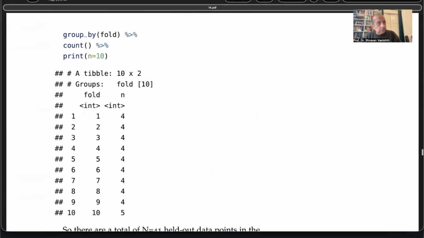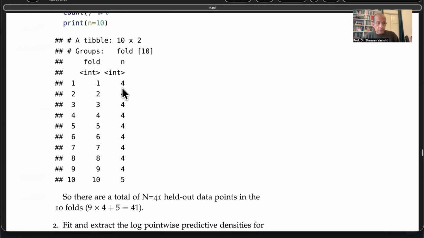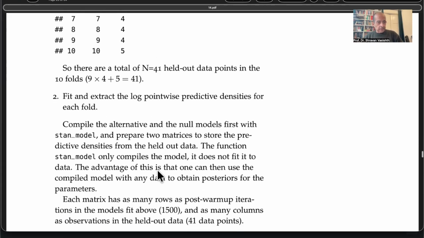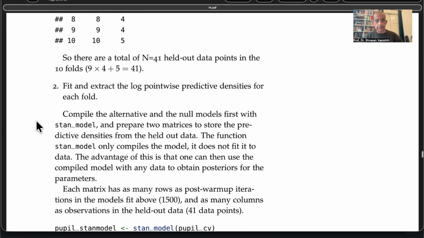So this is the layout. We have 10 folds, and the first to ninth folds each contain 4 data points, and the 10th fold contains 5. Then what we're going to do is fit the model and extract the log pointwise predictive densities for each fold. So how do we do that? We're going to do this for the full model and the null model.